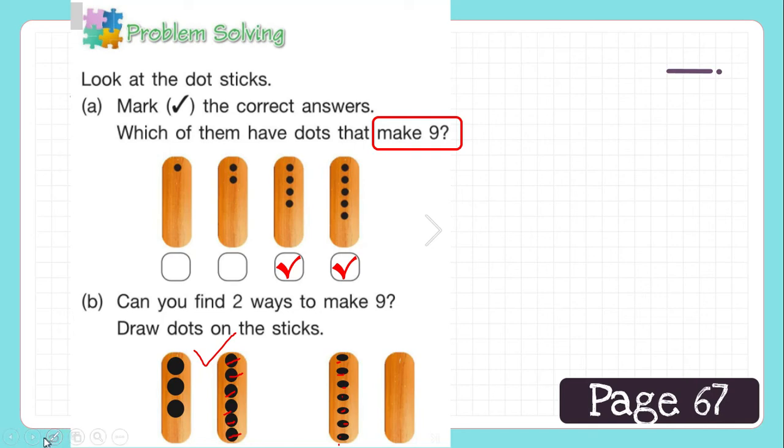Okay, we need to add 1, 2 dots. Okay, so do they make 9? 1, 2, 3, 4, 5, 6, 7, 8, 9. Yes, so it's correct there. Okay, you can draw dots on your books. Write your answers correctly, okay?